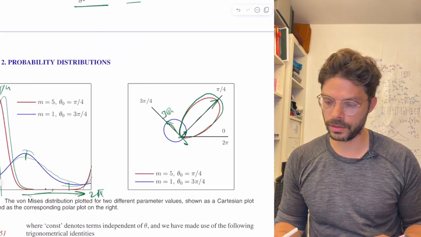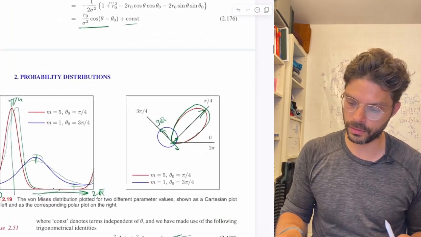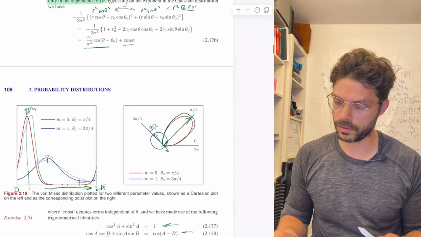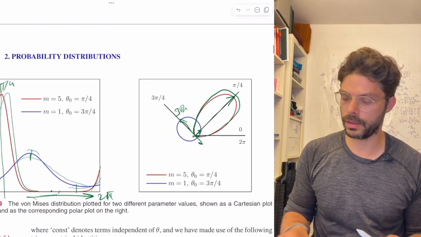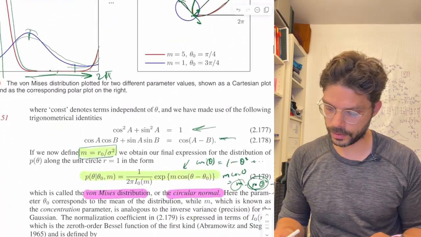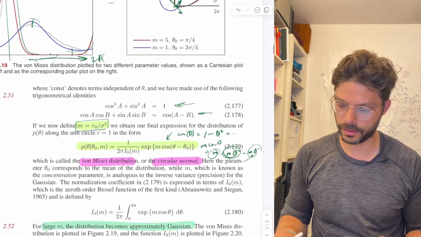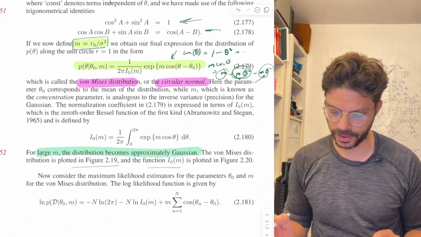Cool. Okay, so now let me shrink this. Can you guys see that? Yeah. Okay. Good. Okay, so let's continue.